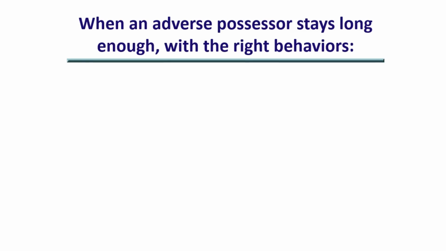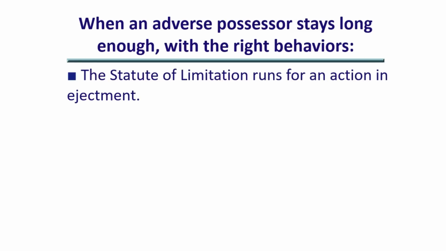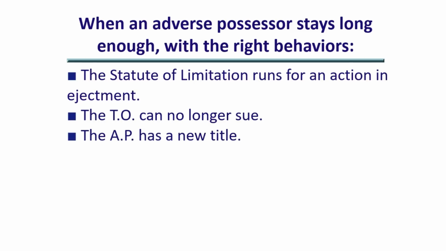Now, if an adverse possessor stays long enough on the property with the right behaviors, the statute of limitations will run in an action for ejectment. No surprise there. That means that the true owner can no longer sue the trespasser. But amazingly, adverse possession means much more than that. It means that the adverse possessor now has a new title to the property, and the title of the old true owner is expired or terminated, and they no longer own the property at all. So the adverse possessor becomes the new owner.